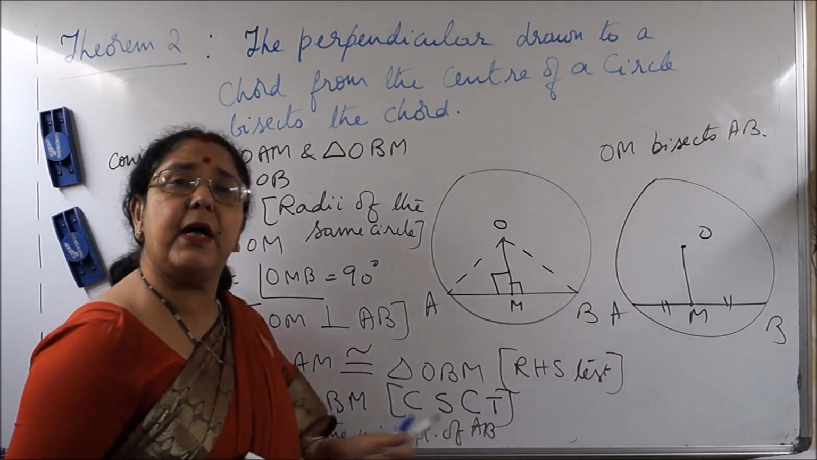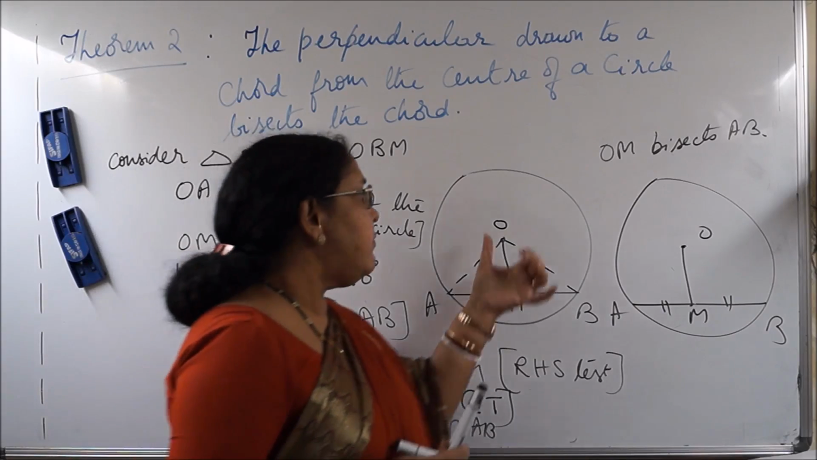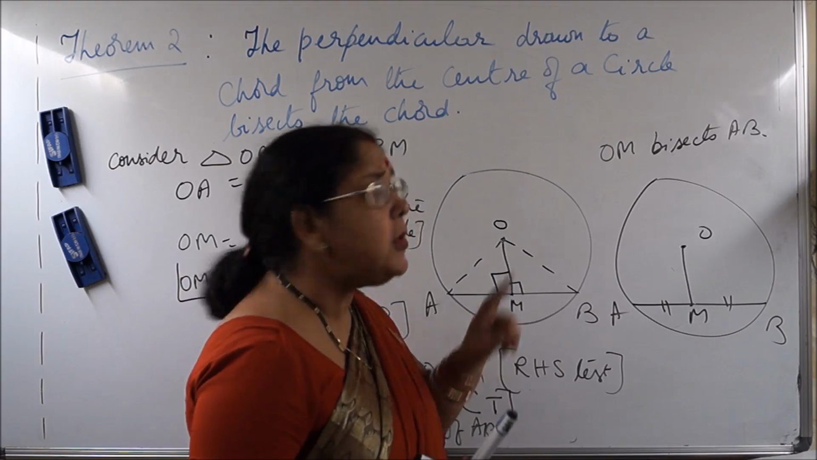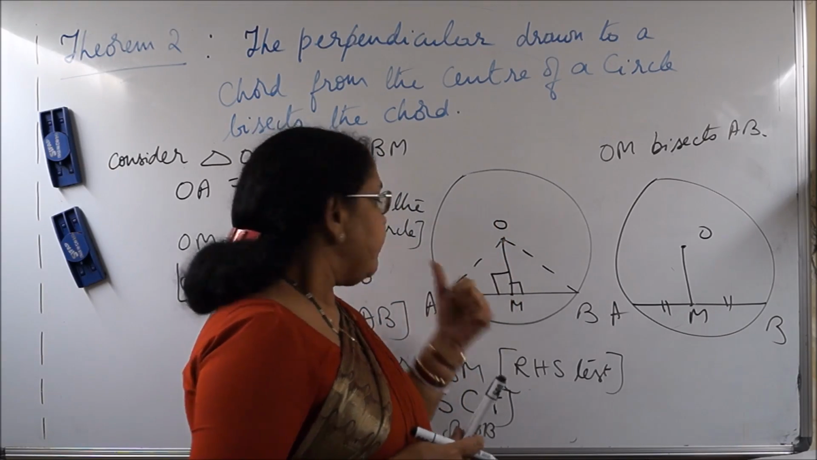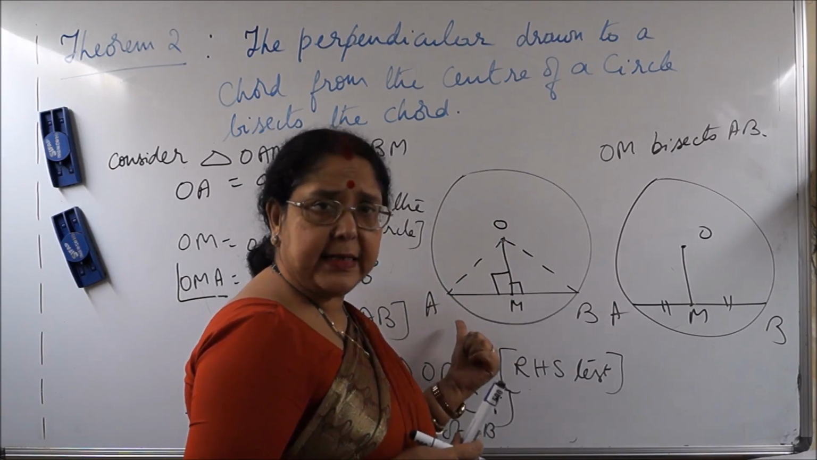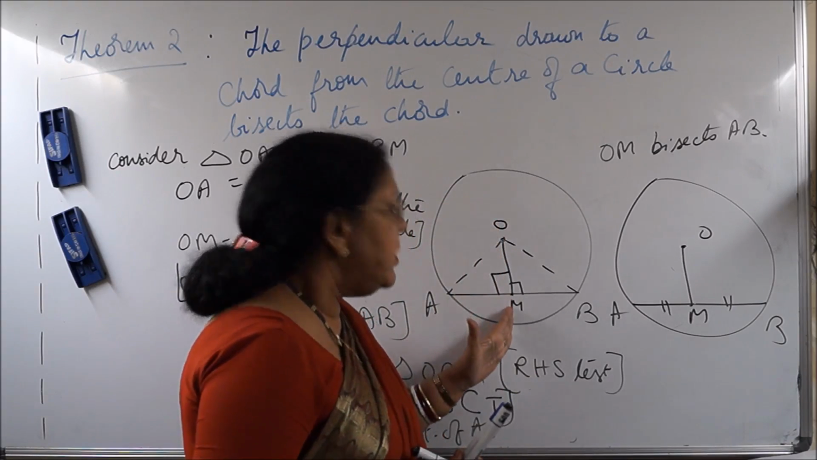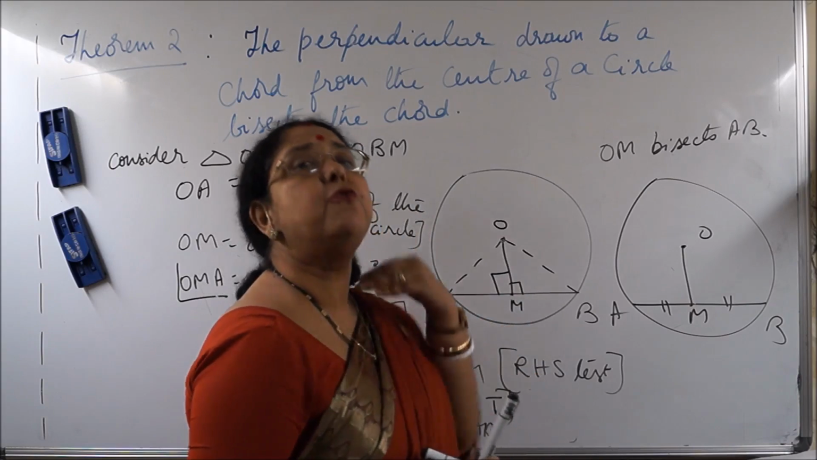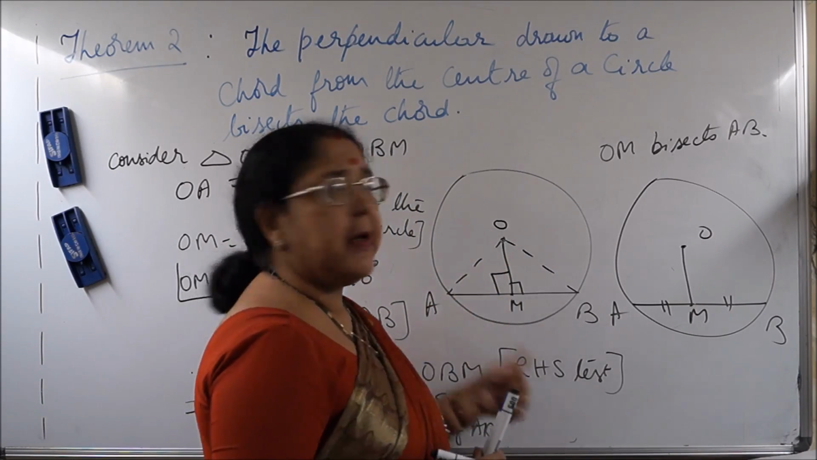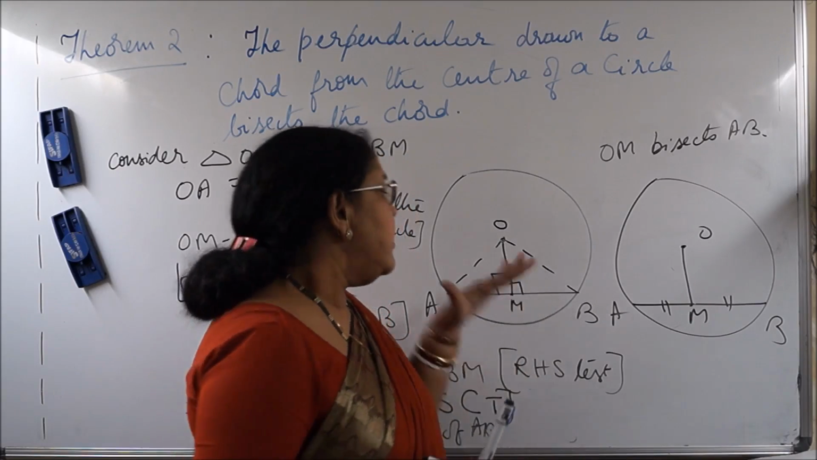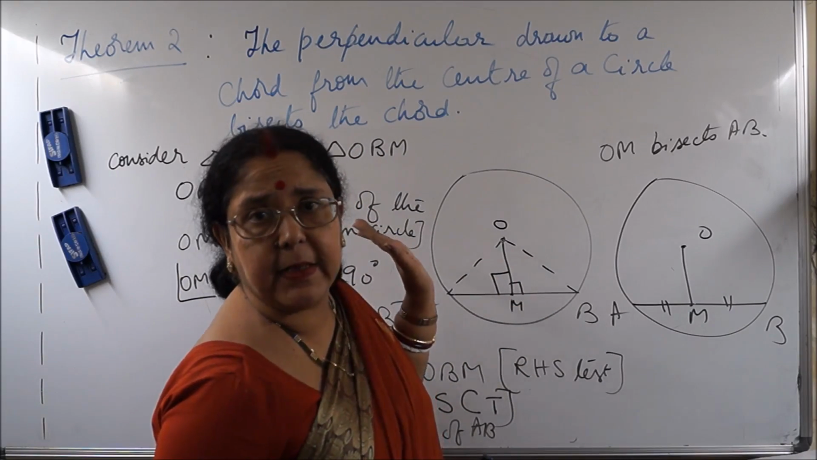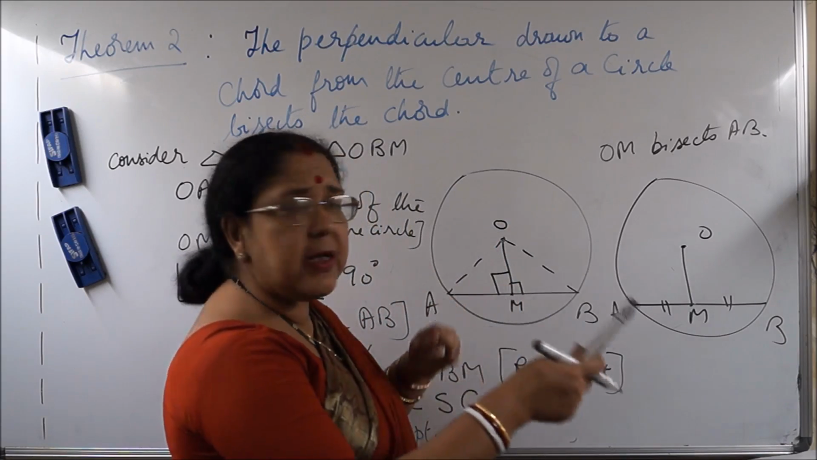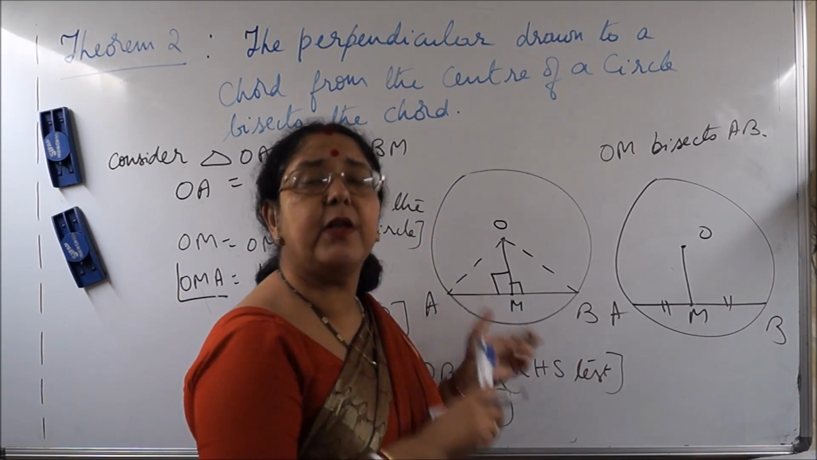In the second part we know that, what does the second theorem say? That the perpendicular drawn from the center of a circle to a chord bisects it. Means we know that OM is a perpendicular drawn from the center of the circle to a chord AB. Then you may conclude that M is the midpoint of AB. And then the only thing is, the reference is this statement. You have to write this statement as your reason. So you should be very clear which one you are using.